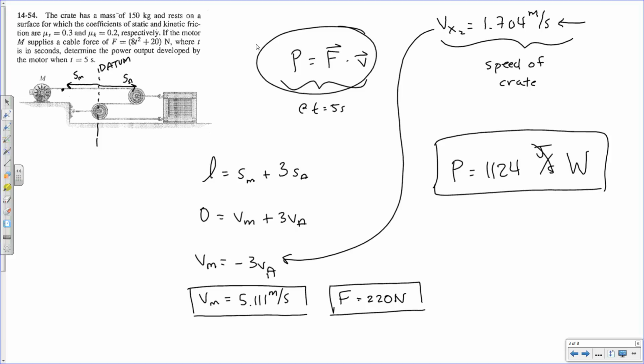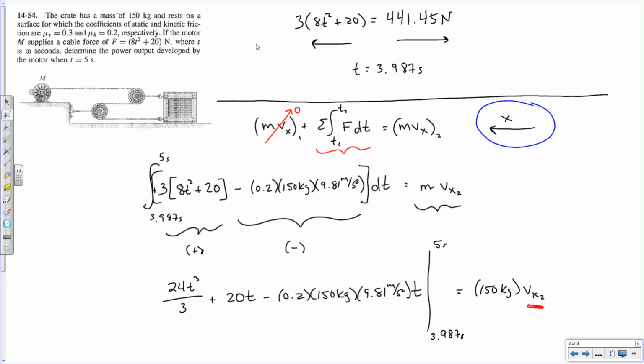I know that it took longer because I was talking through it, but using the linear impulse momentum equation is actually a little bit faster way to solve this problem than using your equation of motion, which you would need to integrate from your acceleration to your velocity. This is a more direct way to solve the problem itself.